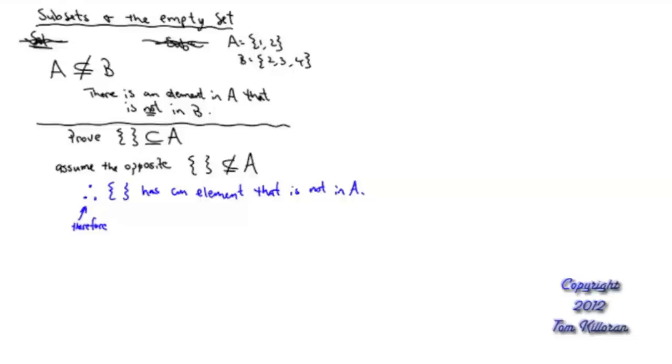What is wrong with that blue statement? There's something wrong with that statement. There's not an element in an empty set. The empty set has an element? That makes absolutely no sense, because the empty set is empty. No elements. So therefore, this statement has to be false, and the opposite of it must be true. Therefore, we can say that the empty set is a subset of all sets.